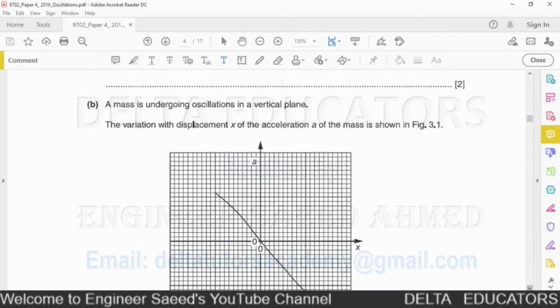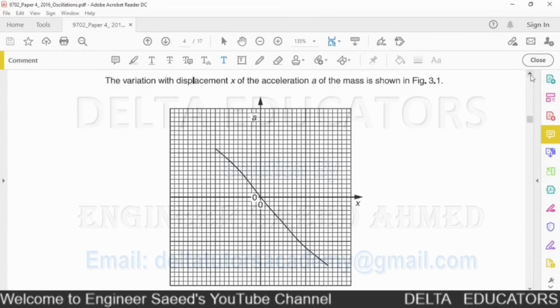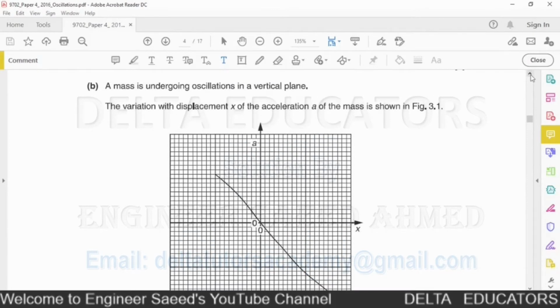Next part, B. A mass is undergoing oscillations in a vertical plane. The variation with displacement x of the oscillation A of the mass is shown in figure 3.1.